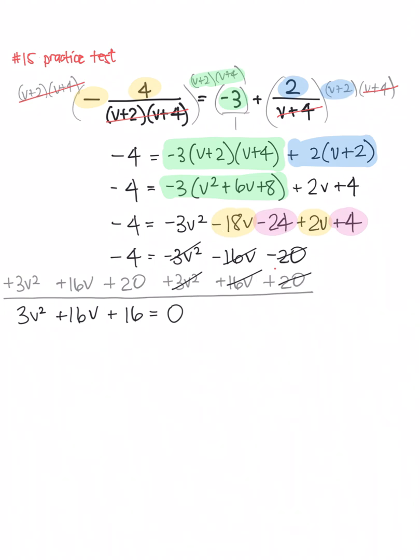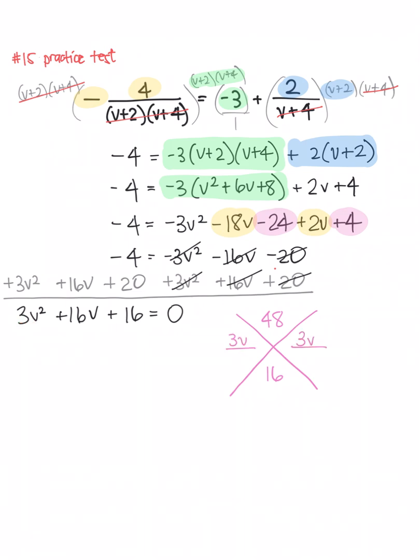Because there is an a term that's 3, I want to use the diamond method. It'll help me factor the fastest. If you recall, we draw our x, and on the top of the x, we think a times c. 3 times 16 is 48. On the bottom of the x, we put the b, which is 16. On the sides of the x, we do 3v and 3v.